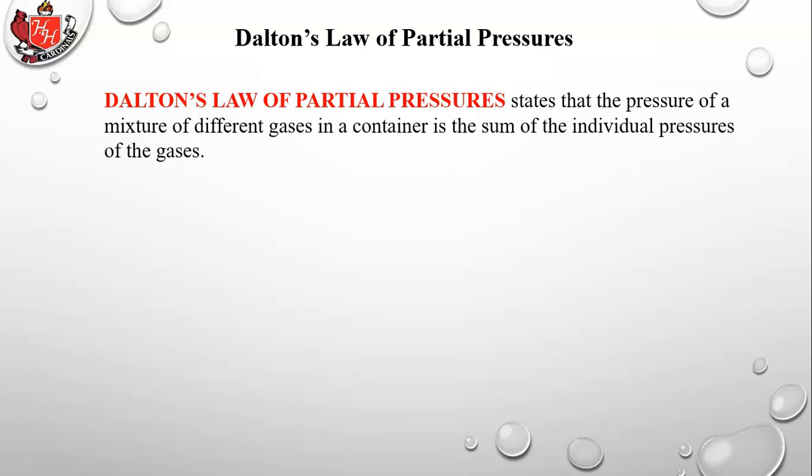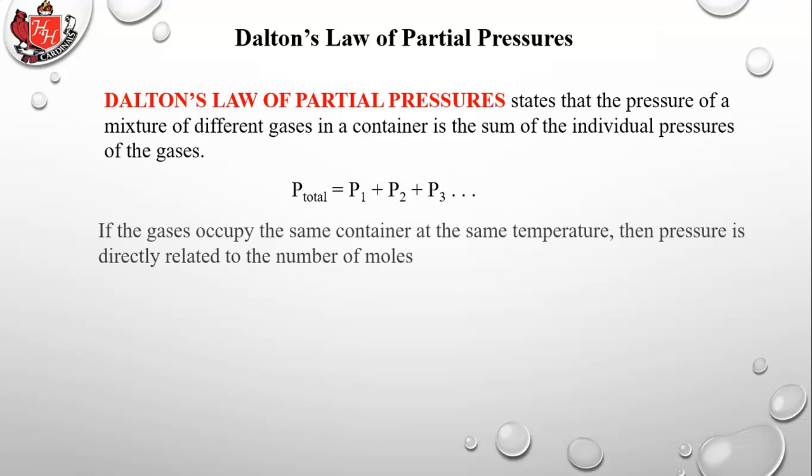If we think of pressure as how many times the molecules hit, then you can just simply add up how many times the molecules of different gases hit the side, and that'll be the total pressure. So P total, pressure total, equals P1 plus P2 plus P3. P1 could be the pressure of oxygen gas, P2 could be the pressure of nitrogen gas, and so on.